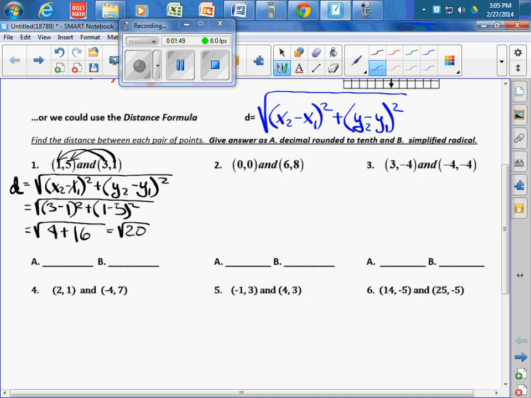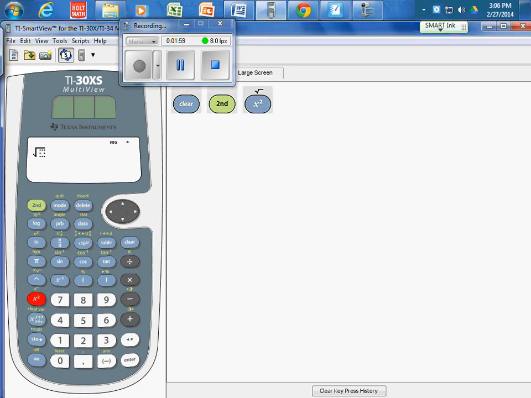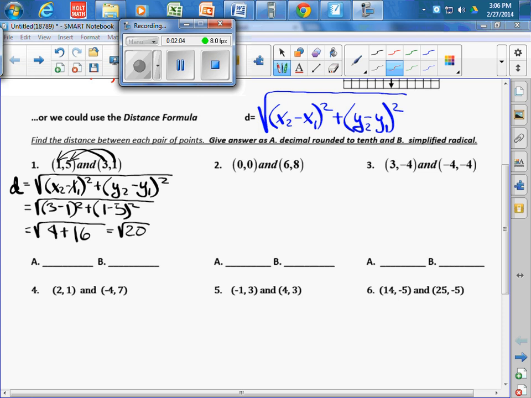So use your calculator and figure out what the square root of 20 is. If you have this style of calculator, you're going to do radical 20, press enter, 2 radical 5. And notice what the directions say to do. Step A, round off to the nearest tenth. Step B, give us the simplified radical. So the answer for B anyway, radical 20 is 2 radical 5.